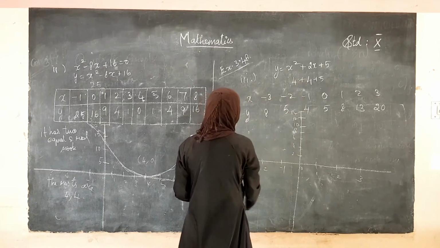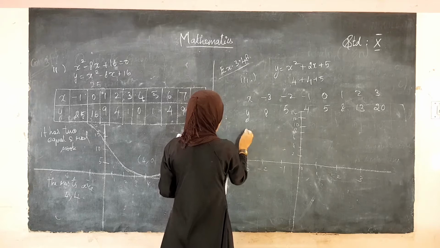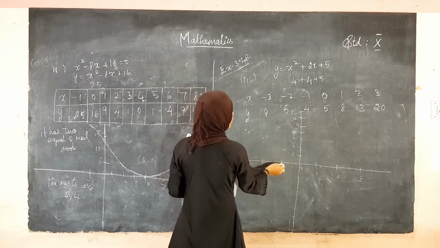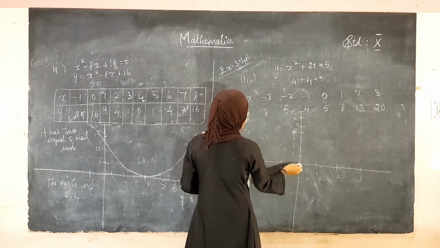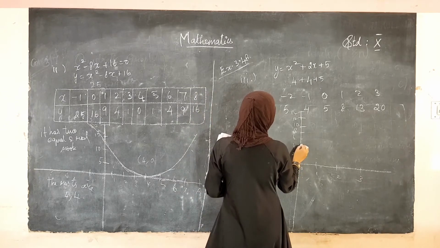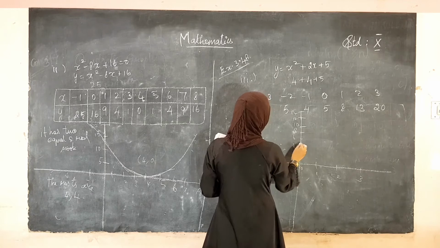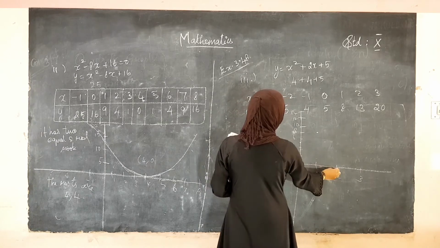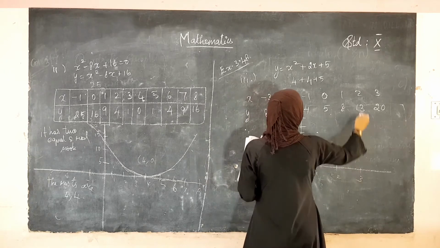See, the value at minus 3 is 8. The value at minus 2 is 5. The value at minus 1 is 4. The value at 0 is 5 again. This is 4 and this is 5, and the value at 1 is 8. The value at 2 is 13 and the value at 3 goes on like this.